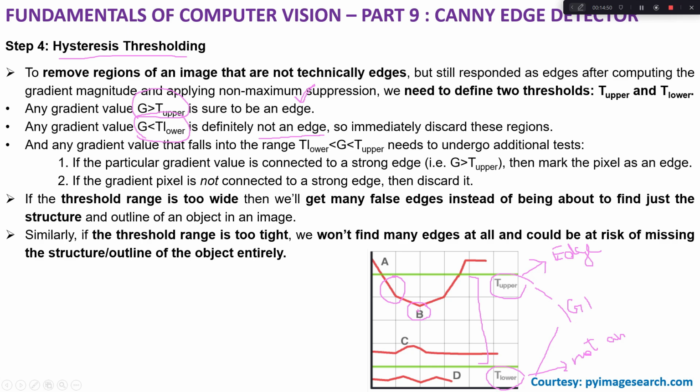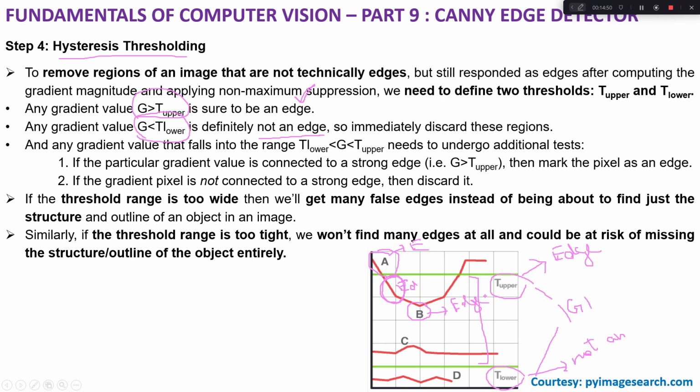For example, for B, if I look at my neighbor, it is also in between T upper and T lower. So we can't make a decision here. Again, I have to look at the subsequent neighbor. When I look at the subsequent neighbor, this A has a gradient magnitude greater than T upper, which means this A is an edge, right? Since A is an edge, the neighbor also should be an edge. Then the corresponding neighbor to that nearby neighbor will also be treated as an edge.